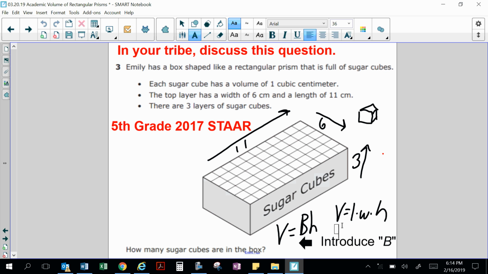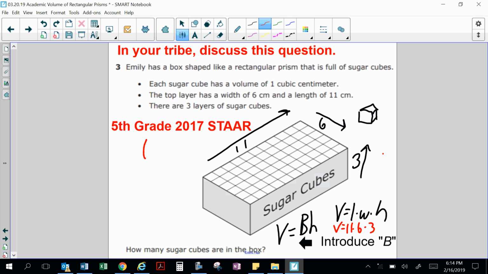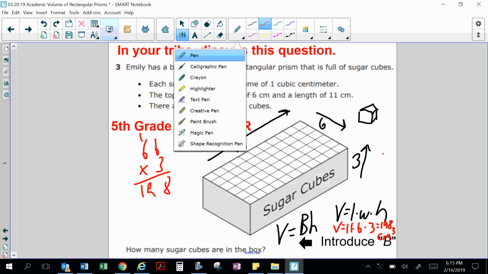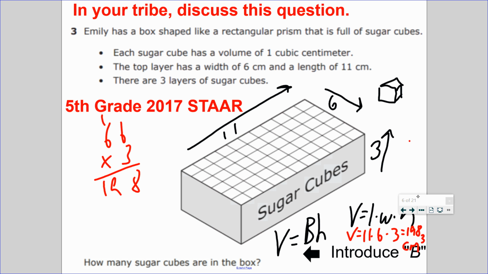So the volume is 11 times 6 times 3. 11 times 6 is 66. 66 times 3, 18 carried to 1, is 198 cubic centimeters. So 198 cubic centimeters. So what do we learn in 6th grade?